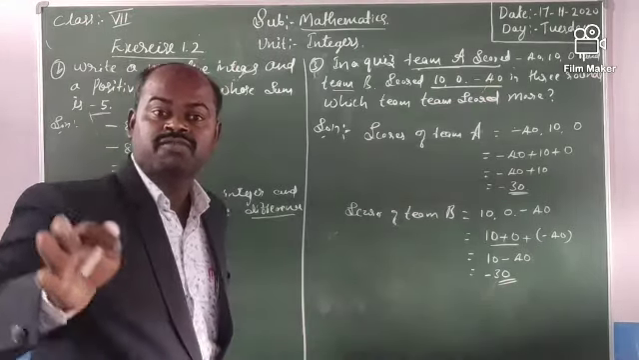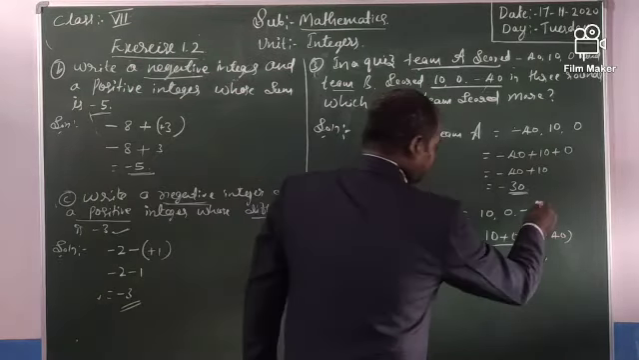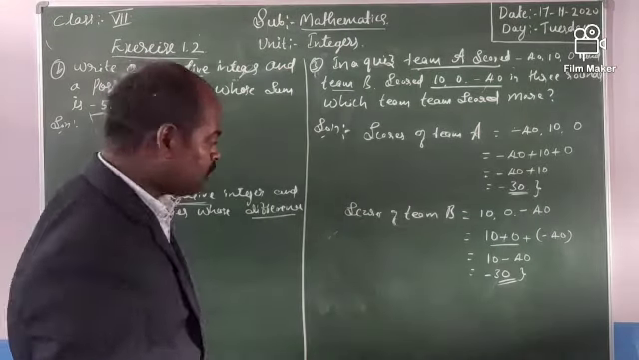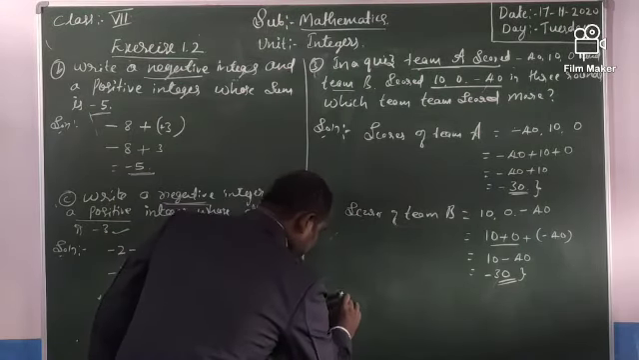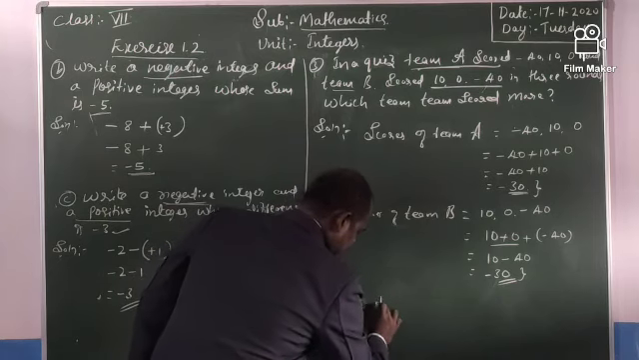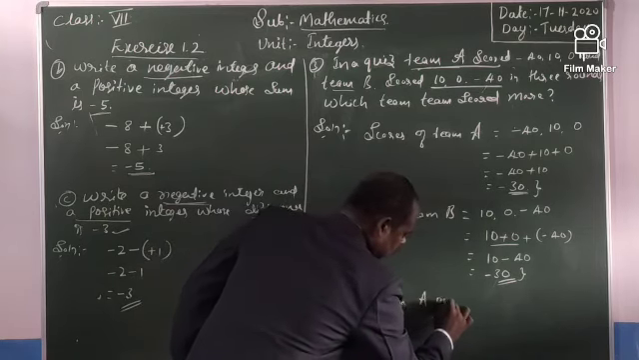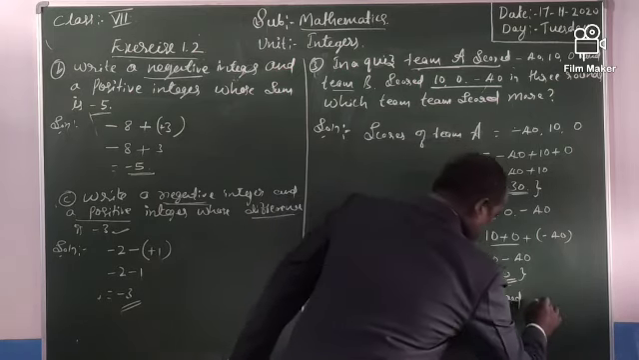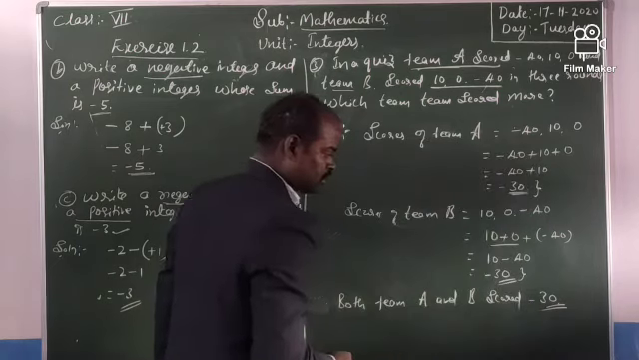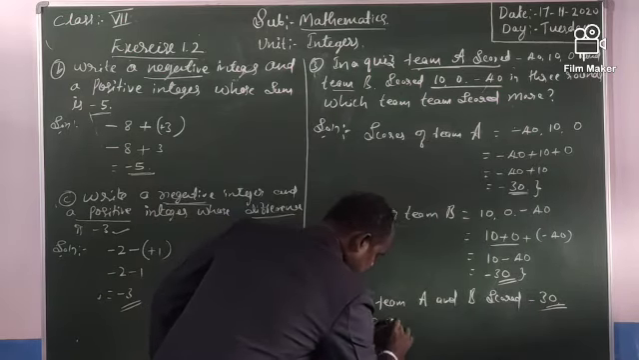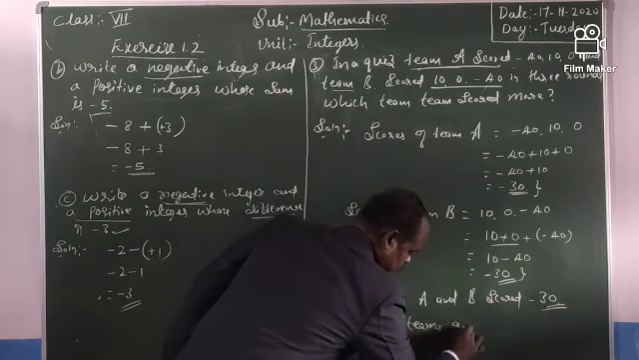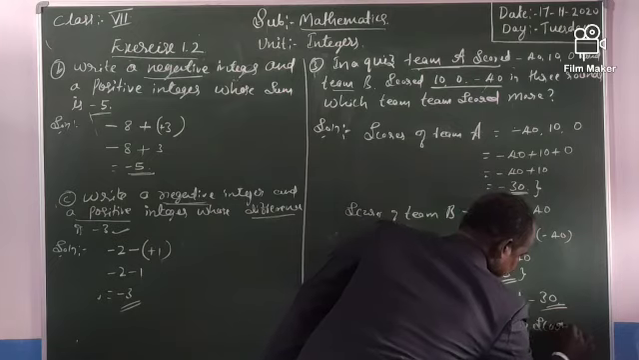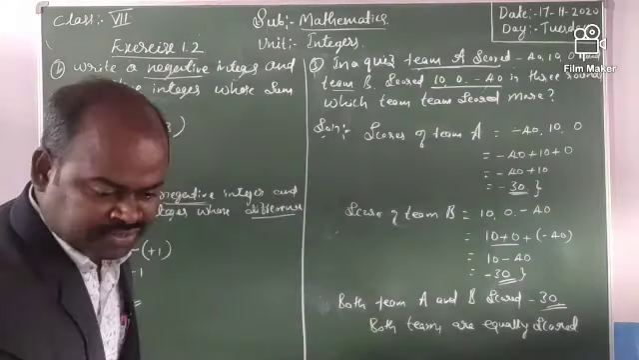Here the scores of team A and team B are same, 30 and 30. Therefore, the match is tied, draw. Okay. Therefore, right here both team A and B scored minus 30. Both teams are equal. Both teams are equally scored. Got it, children? Yes. See.